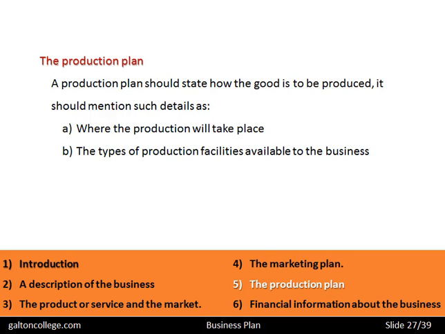The type of production facility available to the business. It could be that the business doesn't have all of the machines or technical facilities to produce the product, so it may have to outsource part of it. Again, that should be mentioned. Talk about the production facilities that are available and the channels that can be used if there's any shortfall in the provision of productive or production services.